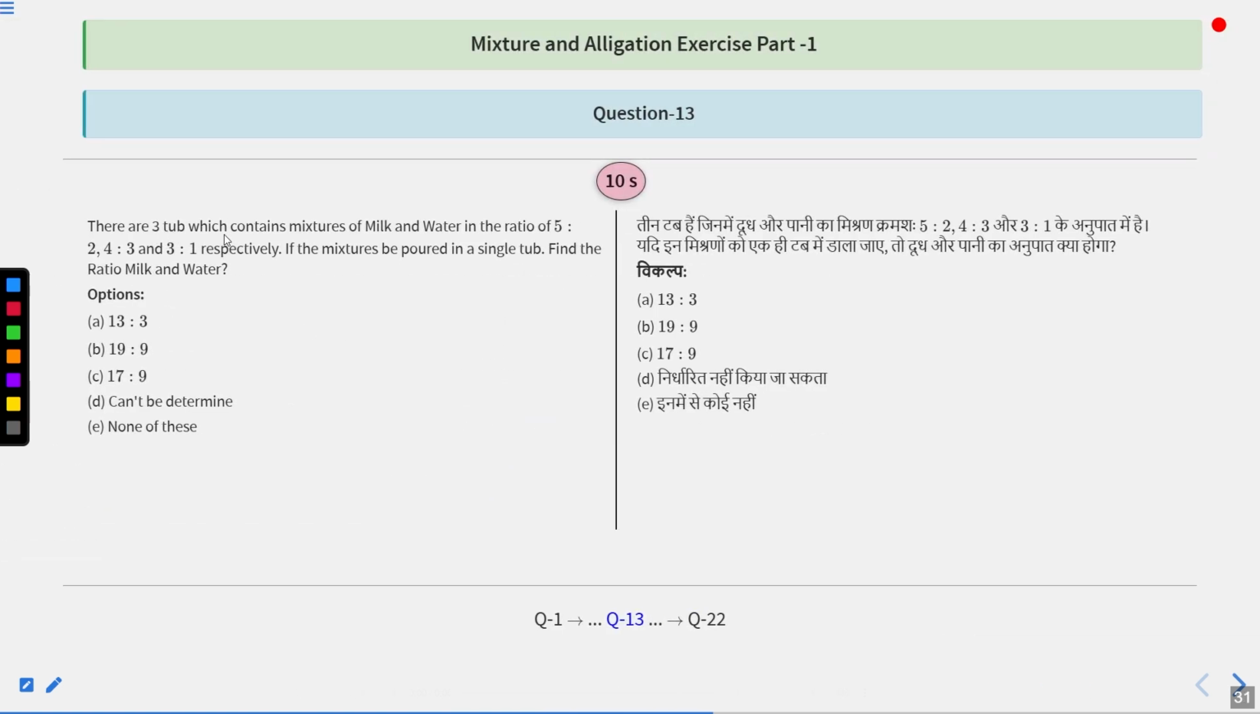There are 3 tubs which contain a mixture of milk and water in the ratio 5 ratio 2, 4 ratio 3 and 3 ratio 1 respectively. If the mixtures are poured into a single tub, find the ratio of milk and water. You have 5 options and 10 seconds to analyze the question. Your time starts now.